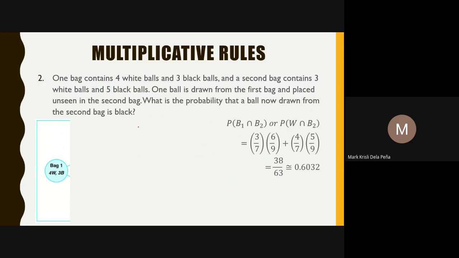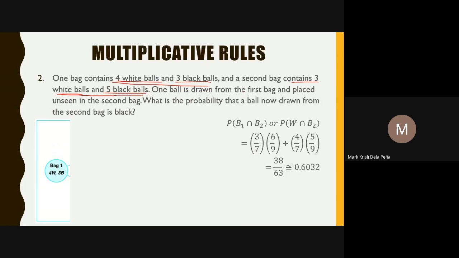Okay, now we have another problem here. The solution is already shown. Anyways, I will just be explaining how this problem was solved. One bag contains 4 white balls and 3 black balls. Okay, this is the first bag. The second bag contains 3 white balls and 5 black balls. So that's the second bag.